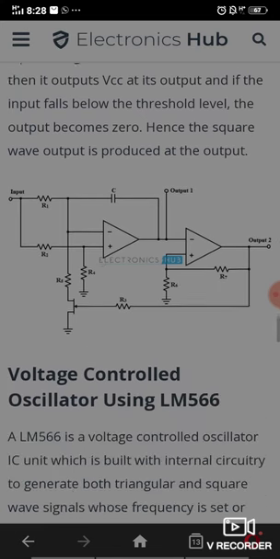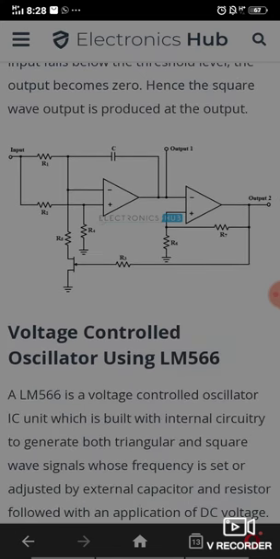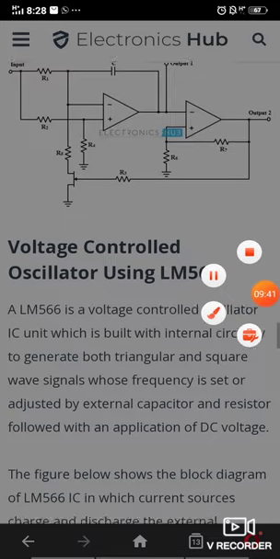Voltage controlled oscillator using LM566. The LM566 is a voltage controlled oscillator IC which is built with internal circuitry to generate both triangular and square wave signals. Those frequencies are set or adjusted by an external capacitor and resistor, followed with the application of DC voltage.